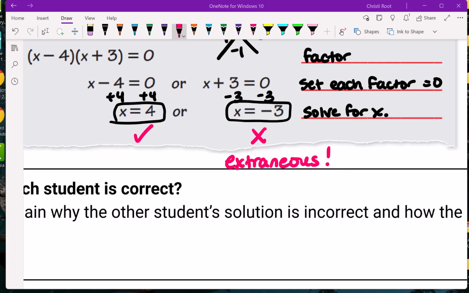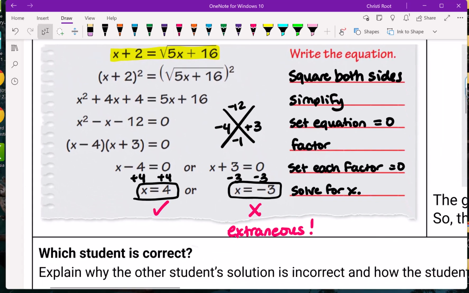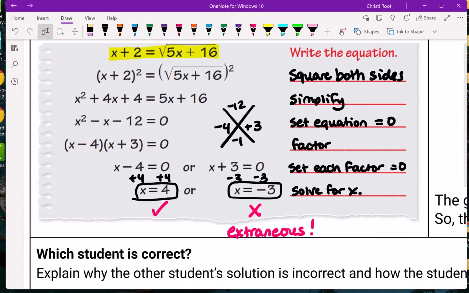So here's what happens. Student number 1 solved. They did all of the steps correctly. They didn't check their answer. If you don't check your answer after you solve your equation, you could wind up with an extraneous solution and you're going to miss the question on your EOC. You're going to miss it on the ACT or the benchmark.